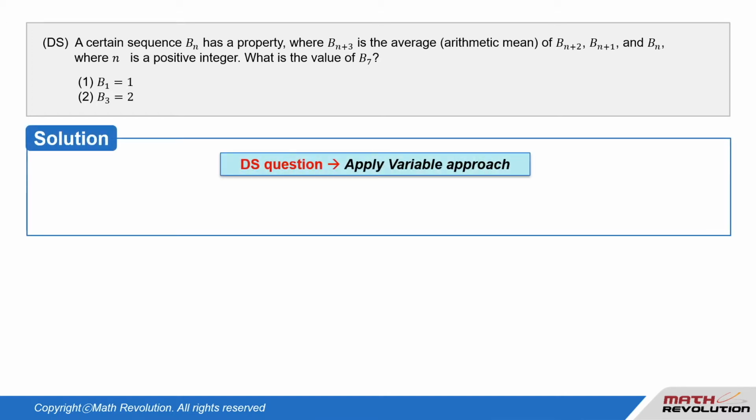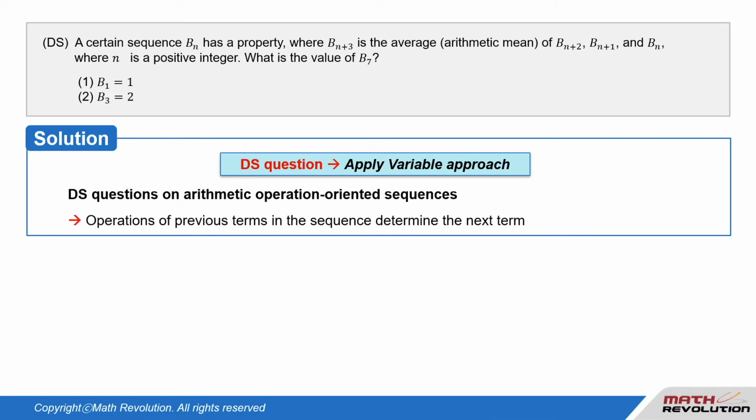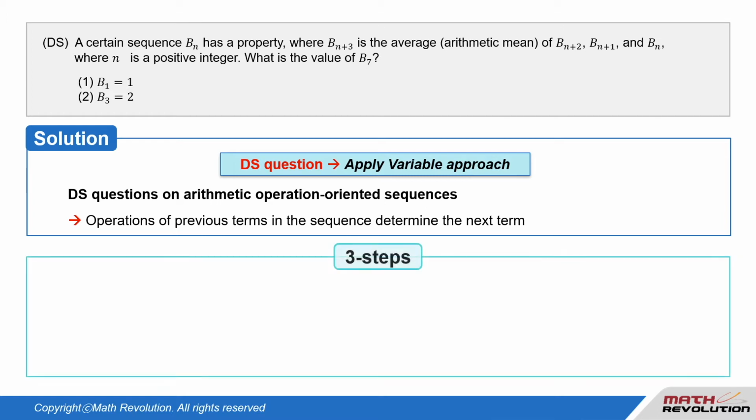Solution. Let's solve this question using the variable approach. DS questions based on arithmetic operation-oriented sequences. An arithmetic operation-oriented sequence is a type of sequence where the operations of previous terms in the sequence determine the next term. Let's apply 3 steps of variable approach.